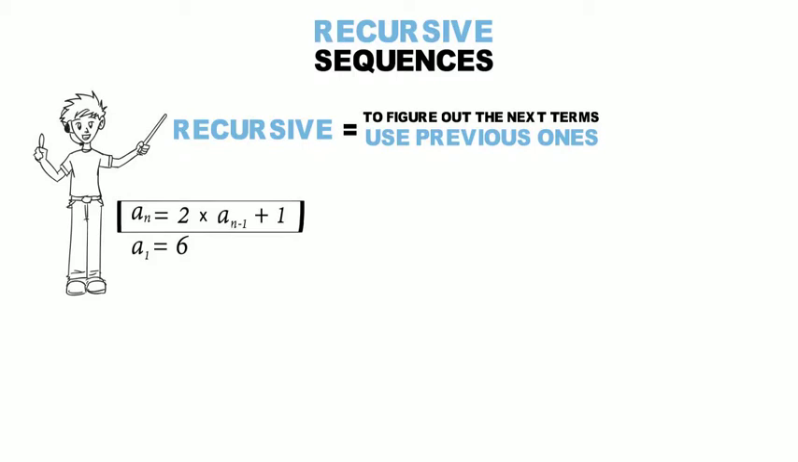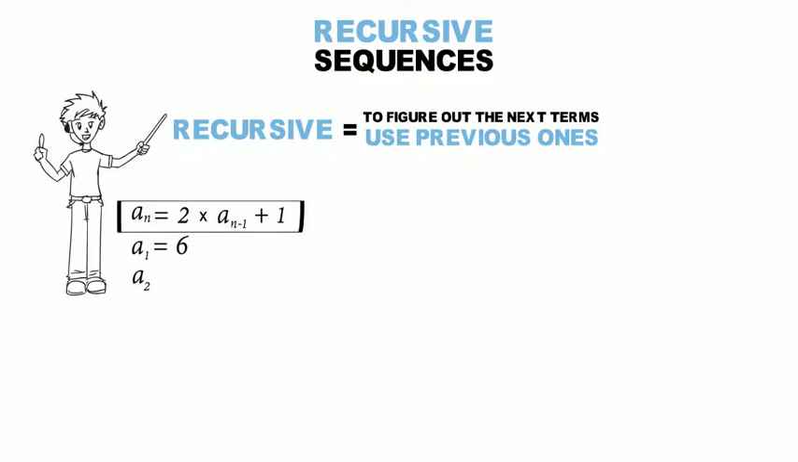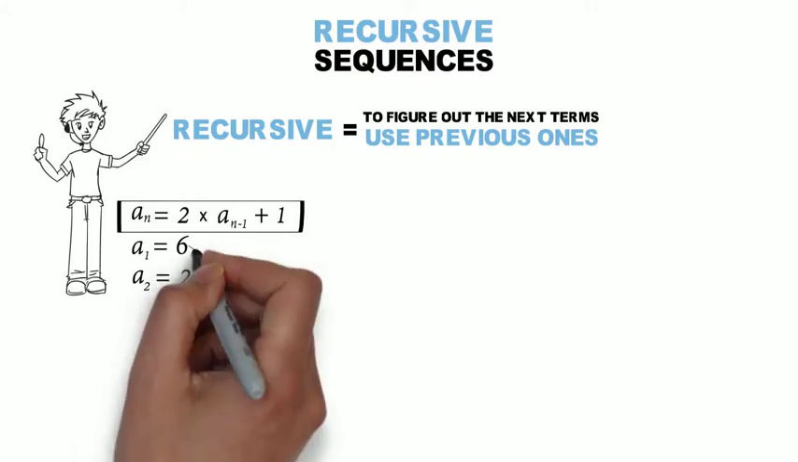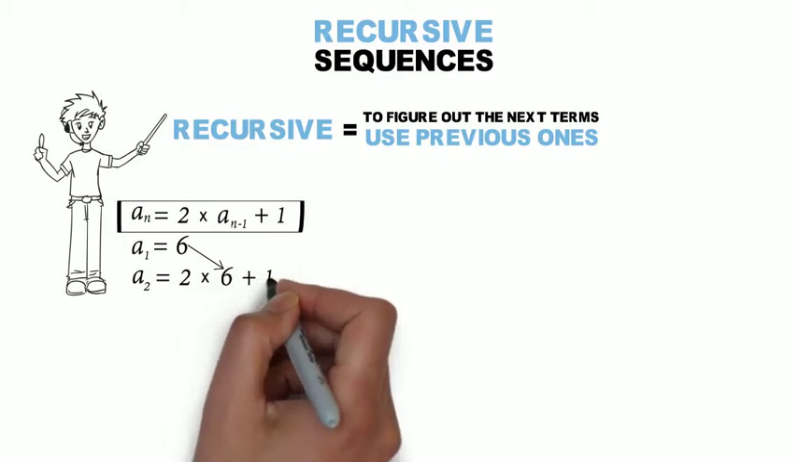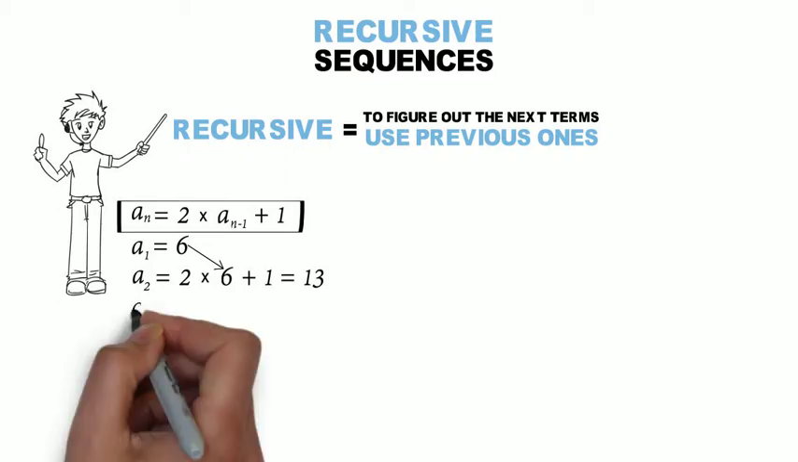If we're going to use this information to figure out a2, then we're just going to plug in 2 for n. And what we're going to get is a2 is twice a1 plus 1. We know that a1 is 6, so plug that in, and we're talking about 2 times 6 plus 1, and that's just 13. Now we know a2, and we can use a2 to figure out a3.